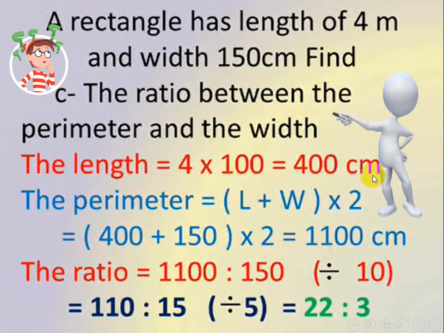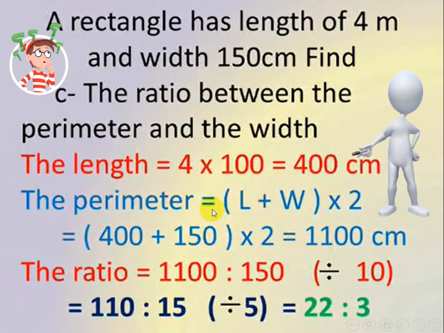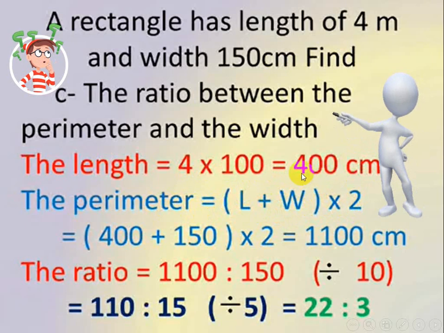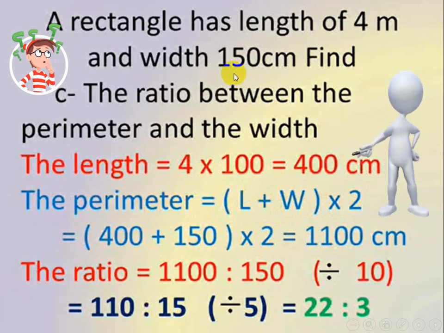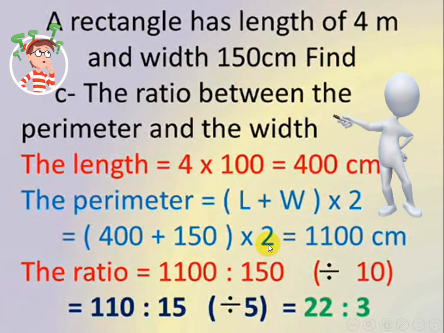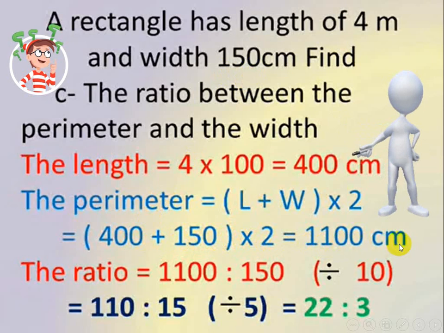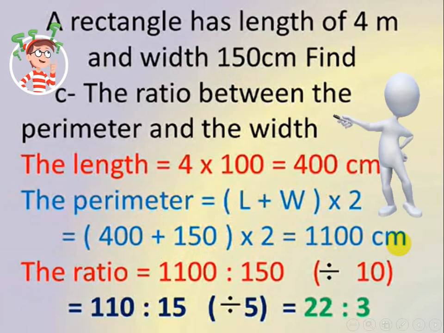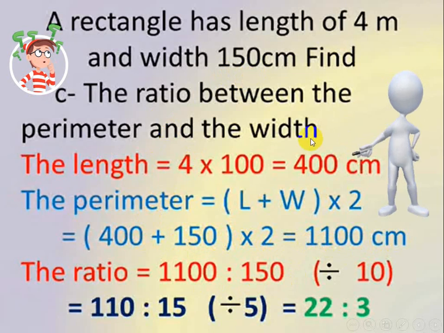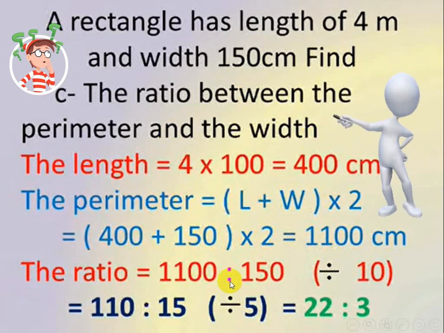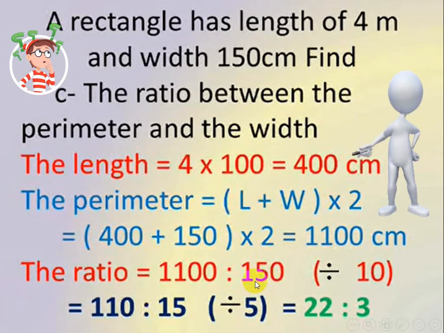The perimeter of rectangle, you know the rule, length plus width, all times 2. Substitute now. Length is 400, so 400 plus 150, all times 2. By calculator, the result will be 1100 centimeters. I can now find the ratio between perimeter, as we said, 1100, to the width, 150. Both of them in centimeters.